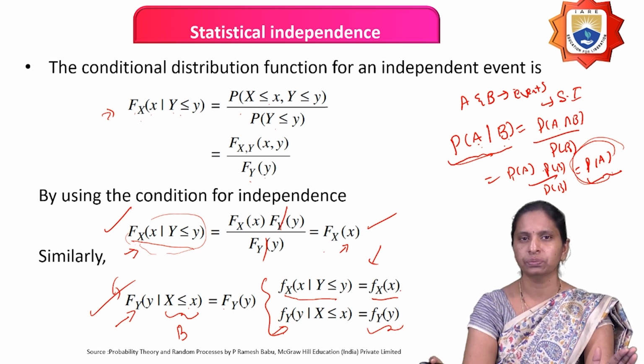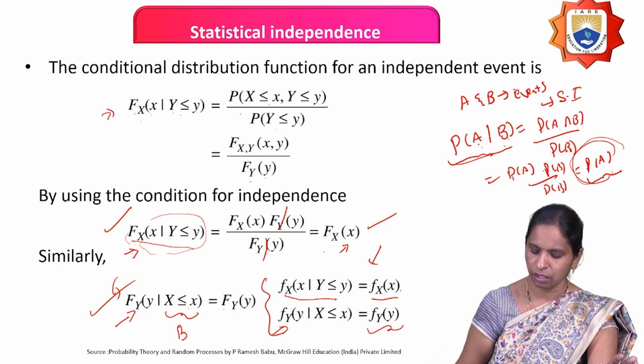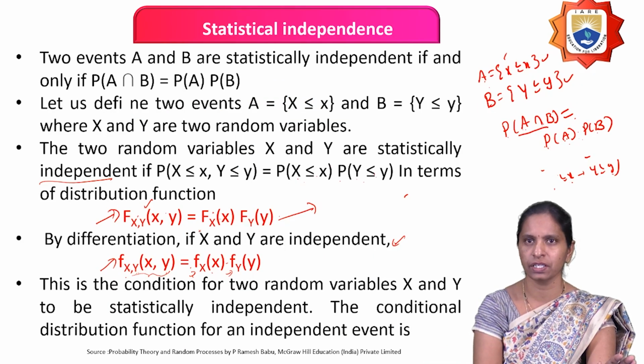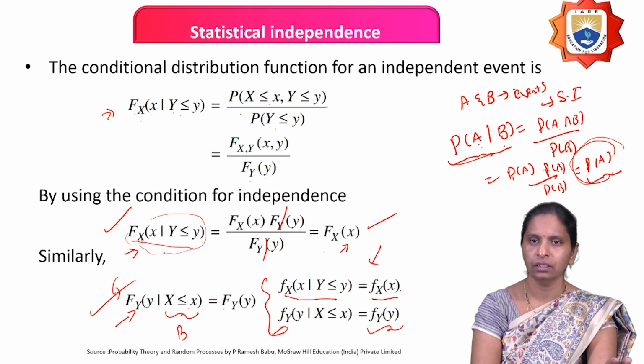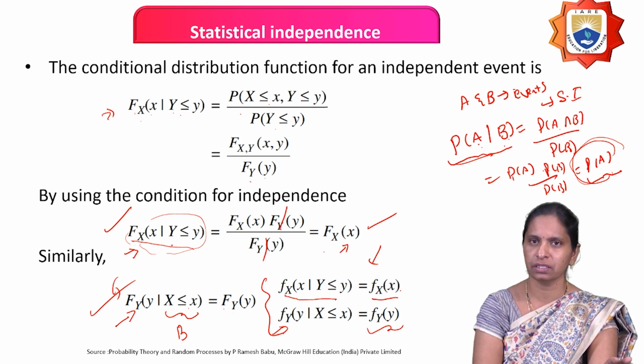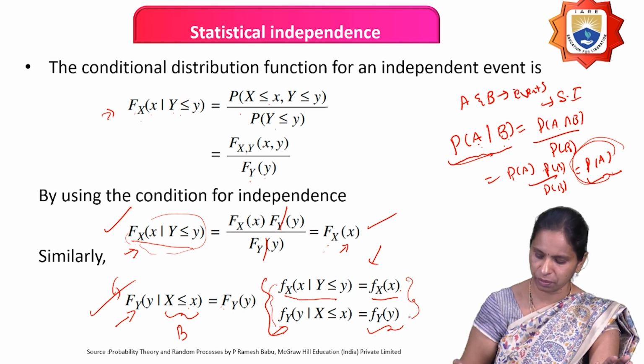Therefore, if two random variables x and y are independent, then you can say that the joint distribution function is equal to the product of the marginal distribution functions. And similarly, the joint density function is equal to the product of the marginal density functions. And the conditional distribution functions are equal to the distribution functions, and the conditional density functions are equal to the density functions of the random variables themselves.